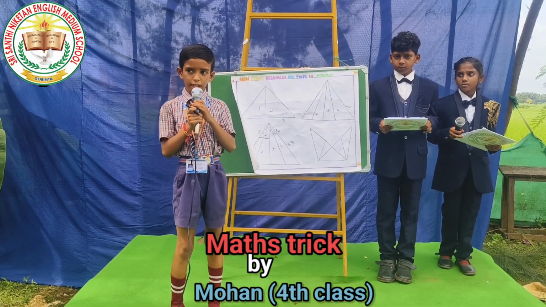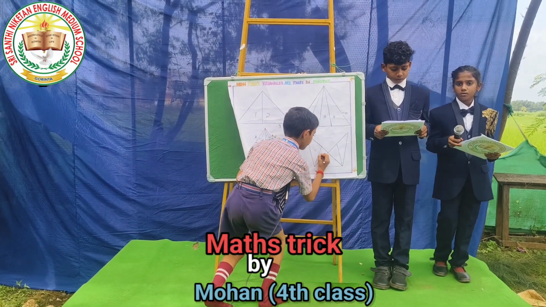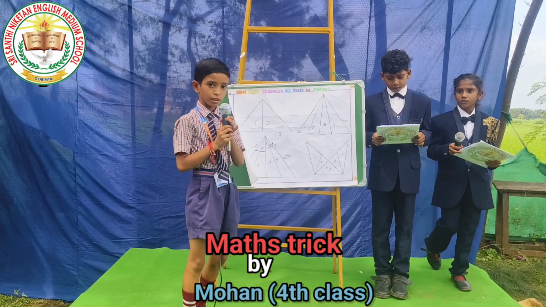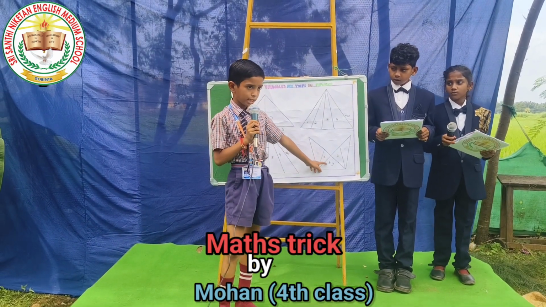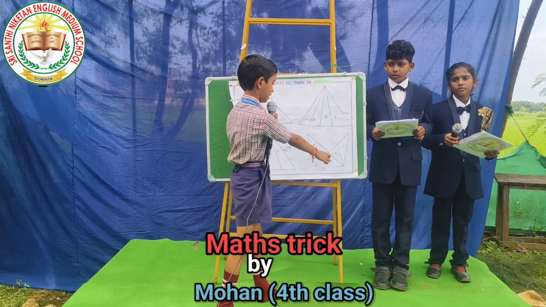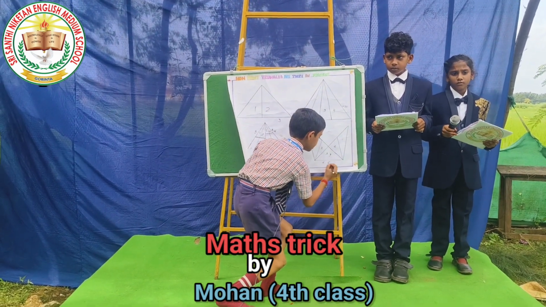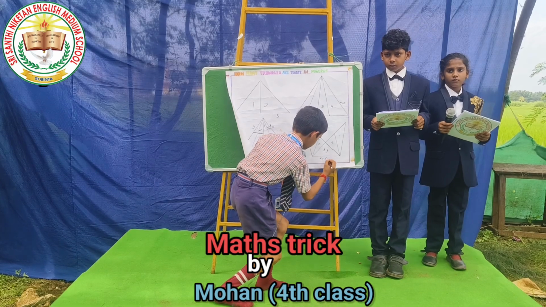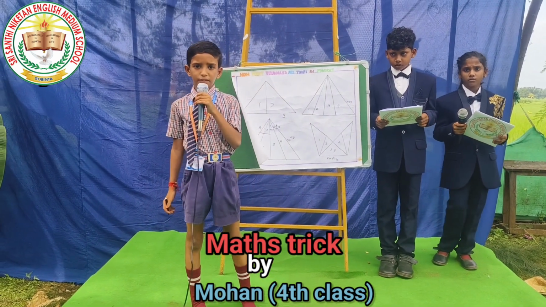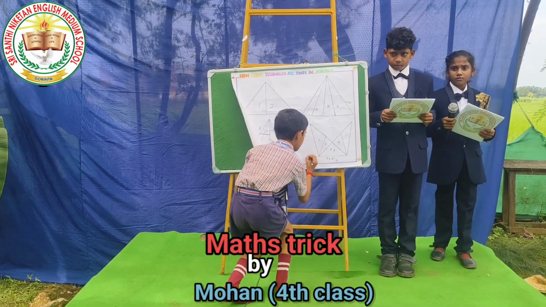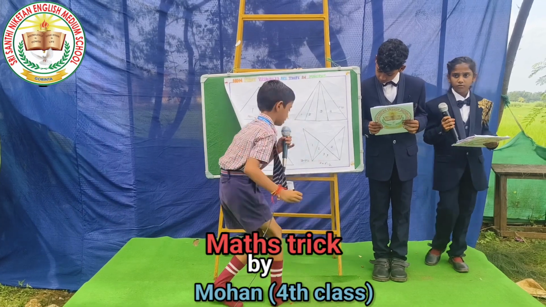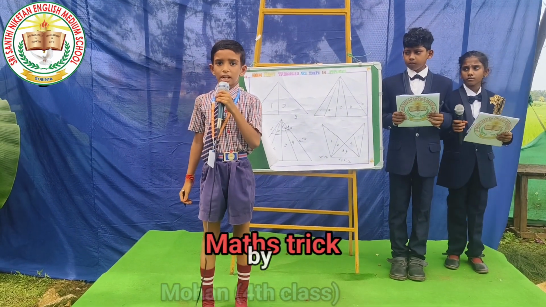Here, we have to add the numbers. 1 plus 2 plus 3 is equal to 6. 1 plus 2 plus 3 is equal to 6. 6 plus 6 is equal to 12. Then subtract one for the common one. 12 minus 1 is equal to 11 triangles.